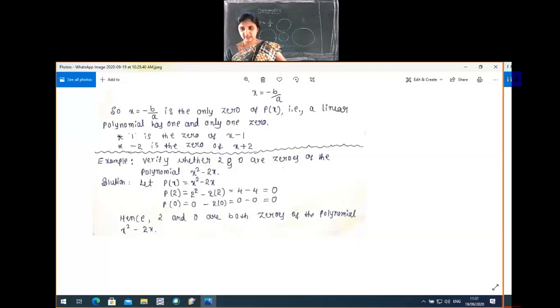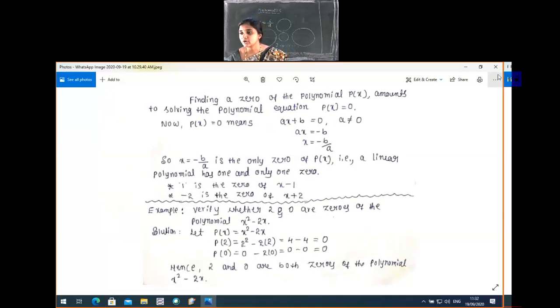So here in this problem, both 2 and 0 are zeros of the polynomial, because when we substitute both 2 and 0, the polynomial becomes 0. That's why we can say that 2 and 0 are zeros of the polynomial x square minus 2x. I think this one is clear, no?